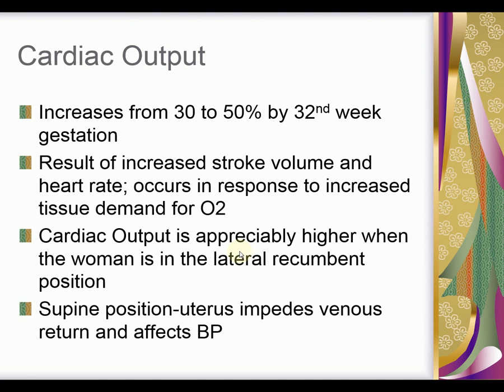So why do we have an increased demand for oxygen? Well, we got a little factory going on, and we're manufacturing a baby down there, and so we're needing all the tissue perfusion we can possibly get to maintain our perfusion as well as the baby's perfusion. It is appreciably higher when the woman is in that lateral recumbent position. So we would prefer them to be either on their left side or the right side.